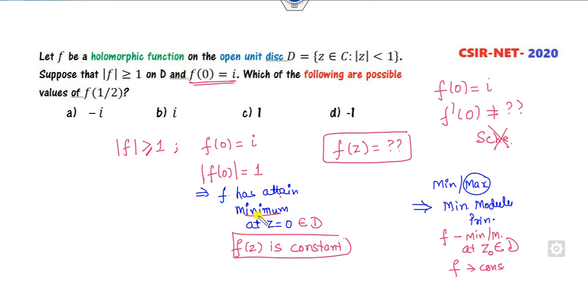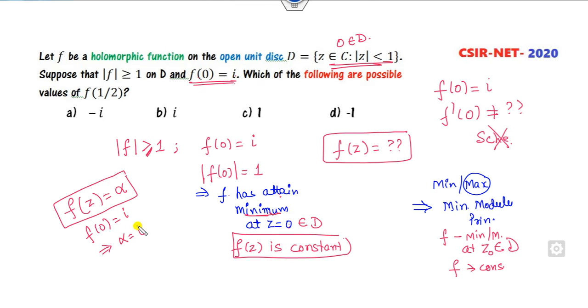Now the function attained the minimum value at the point 0. Is 0 in the domain? Yes, 0 belongs to the domain. So it attained the minimum value, so the function will be constant. So f of z is my alpha. Now what is the value of alpha? You can see f of 0 is my iota. So what is the meaning of that? Alpha will be iota. So f of z is iota. So now what is the possible value of f of half? f of half will be iota, is the right answer. Fine. So that's very simple by using the maximum or minimum modulus principle.